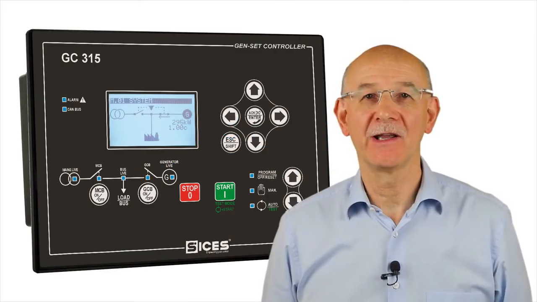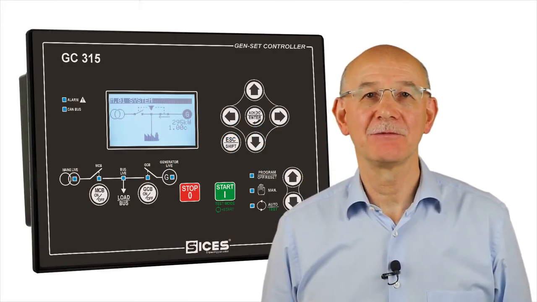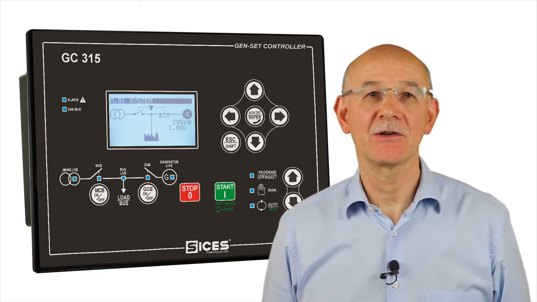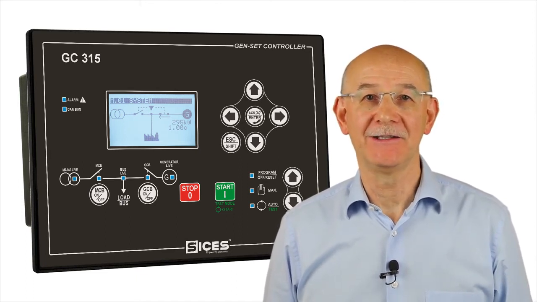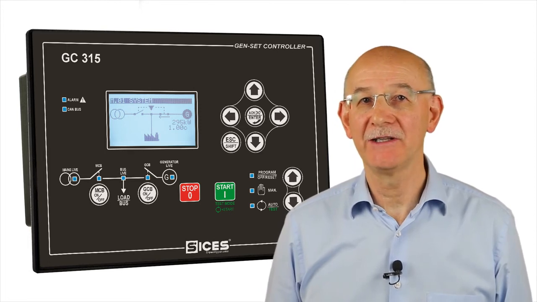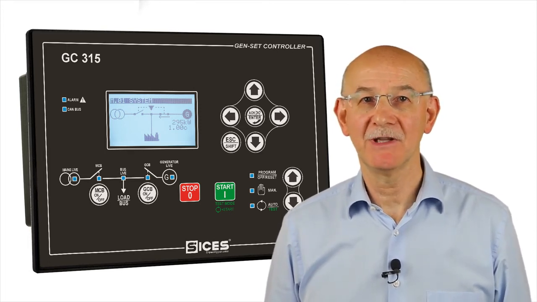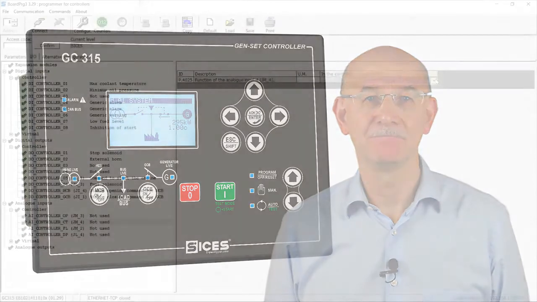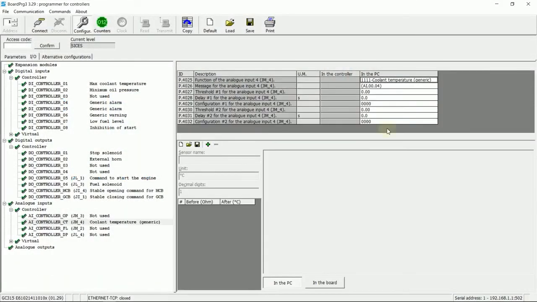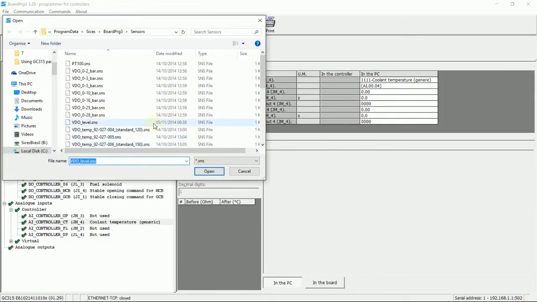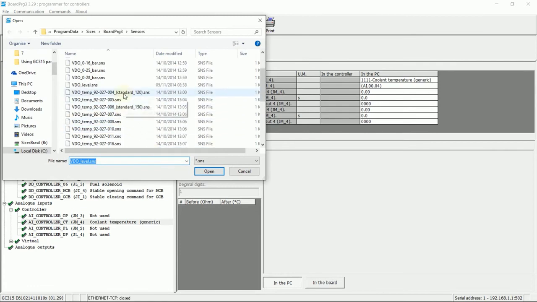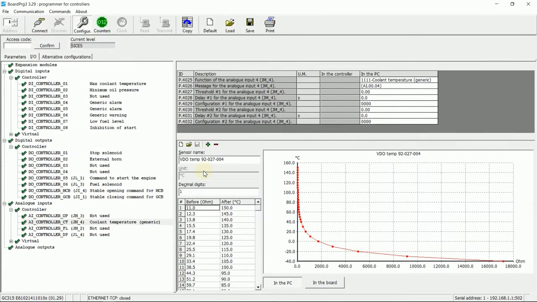When configuring an analog input, it is possible to select a measure or a sensor of generic type. In this case, the controller does not have the transfer function built in. This has to be provided. This can be done by board PRG3. The program has some predefined curves that can easily be loaded into the controller.